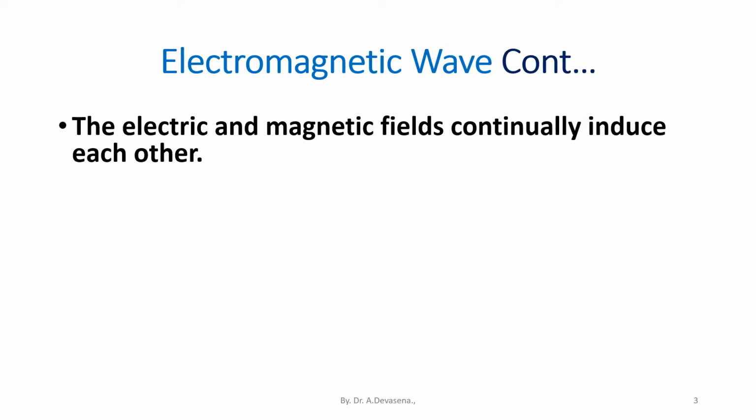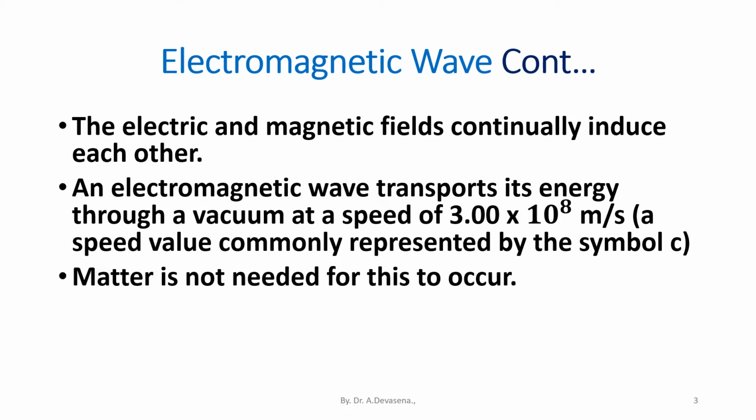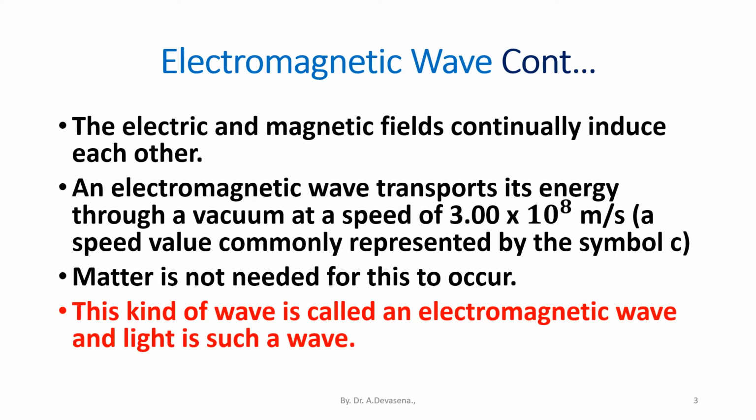The electrical and magnetic fields continuously induce each other. An electromagnetic wave transports its energy through a vacuum at a speed of 3 × 10^8 meters per second. That is a speed value commonly represented by the symbol c. Matter is not needed for this to occur. This kind of wave is called an electromagnetic wave, and light is such a wave.